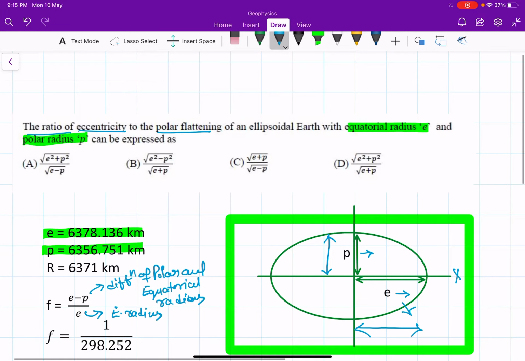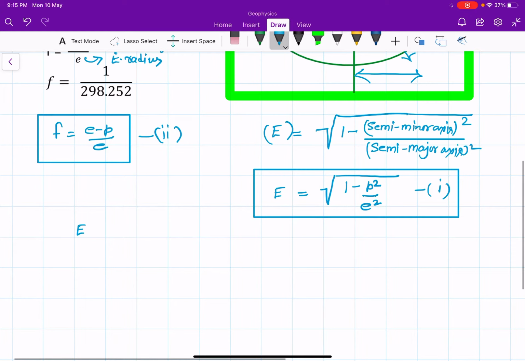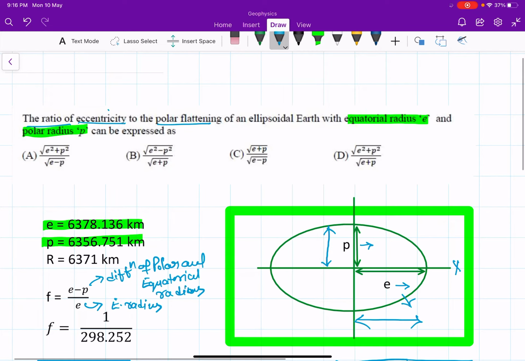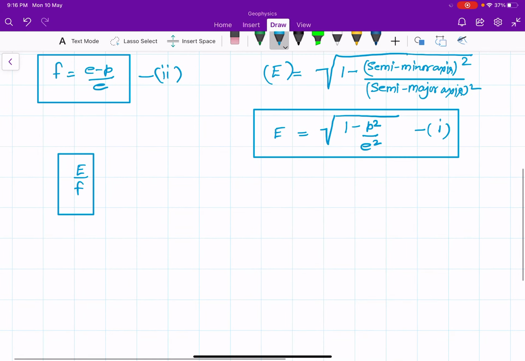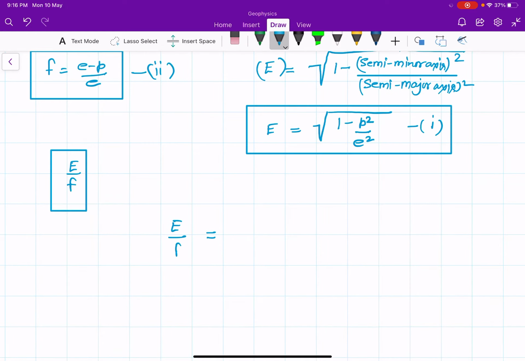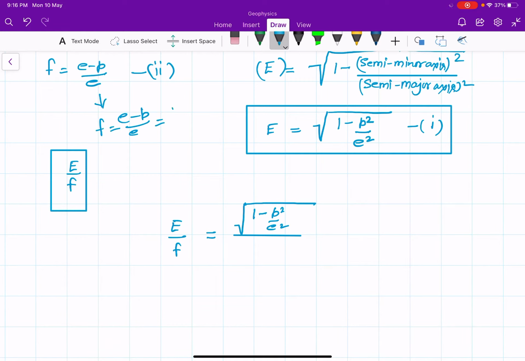Now we have to find the ratio of eccentricity to polar flattening, that is e divided by F. We have to find the value of e divided by F, the ratio of eccentricity e to polar flattening F. So e divided by F will be equal to the square root of 1 minus P squared upon E squared, whole divided by, if we write this equation, E minus P upon E, which equals 1 minus P upon E.